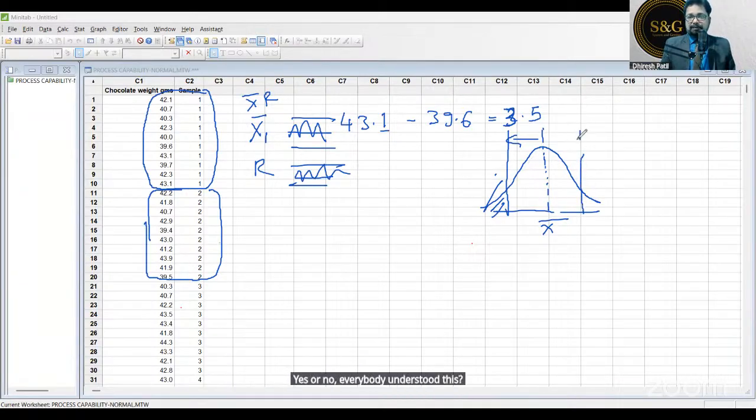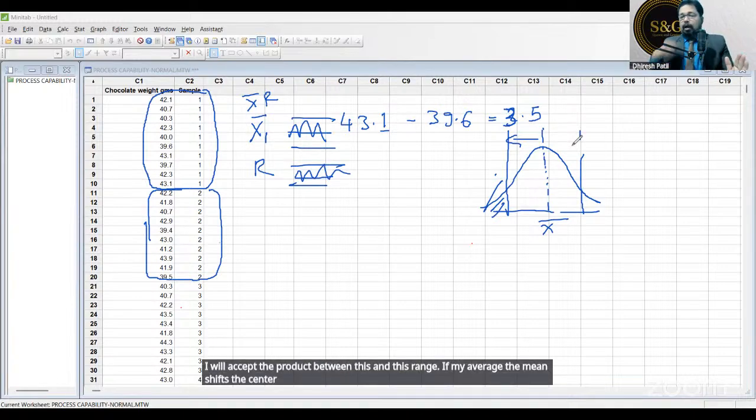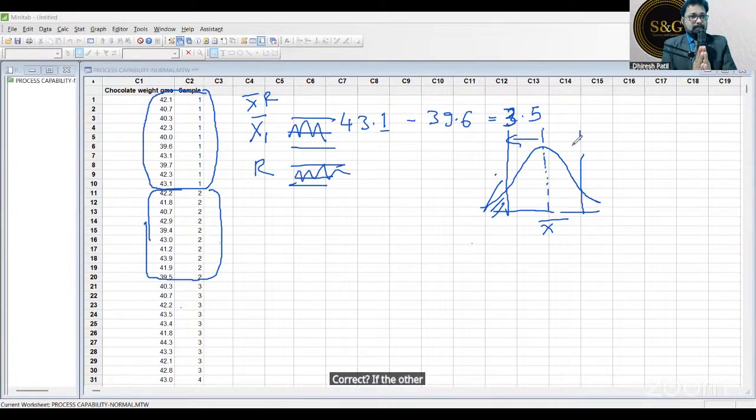If this is my specification limit, which the customer gives me, I will accept the product between this and this range. If my average, the mean, the center shifts, I will start creating more defects on one side. Yes or no? Correct? If these are the specification limits, I have to monitor my mean. Are you understanding?